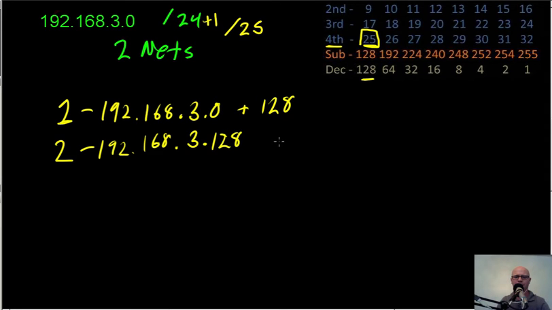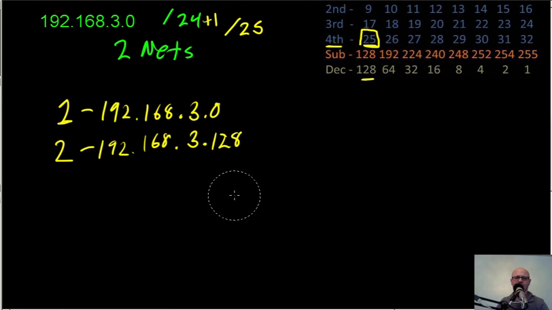Now you might be thinking, well, this is kind of easy. It's going to get a little bit more difficult when we split it into more than just 2 networks. But this first example is just getting our feet wet, splitting it into 2 networks. Then we'll up it to 4, 8, and so on.